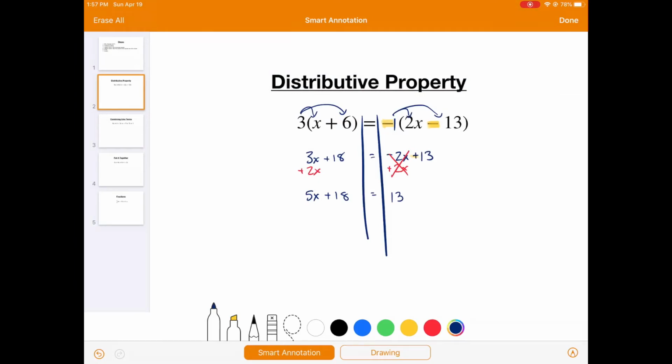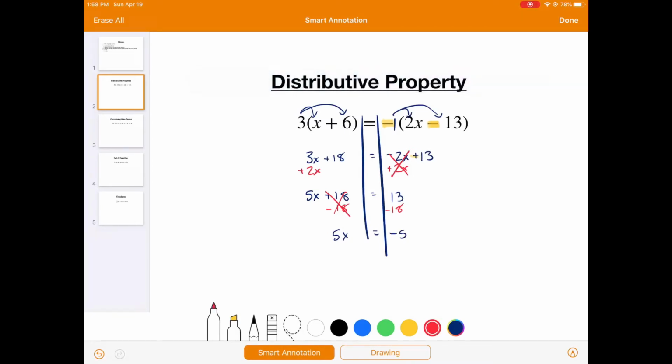So my next step is to move the constant that's on the same side as the variable. So that constant would be positive 18. The opposite of adding is subtracting. So I'm going to subtract that on both sides. It'll go away on the left, and I'm left with just 5x. And on the right, 13 minus 18 is -5.